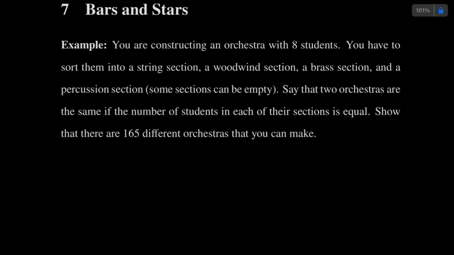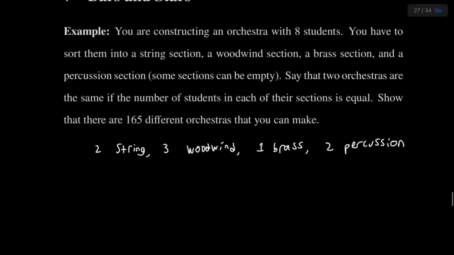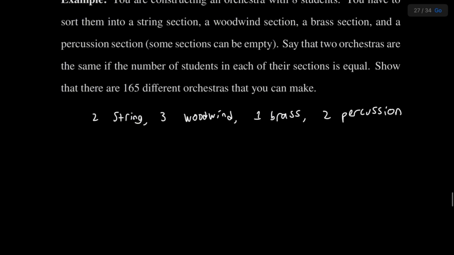So, for example, an orchestra here would be 2 string, 3 woodwind, let's say 1 brass, and 2 percussion, right? So this is an example of an orchestra. So, you can try listing all of these out. There's going to be 165 of them, but how might we figure that out? Okay, well, we're going to use a technique called bars and stars.